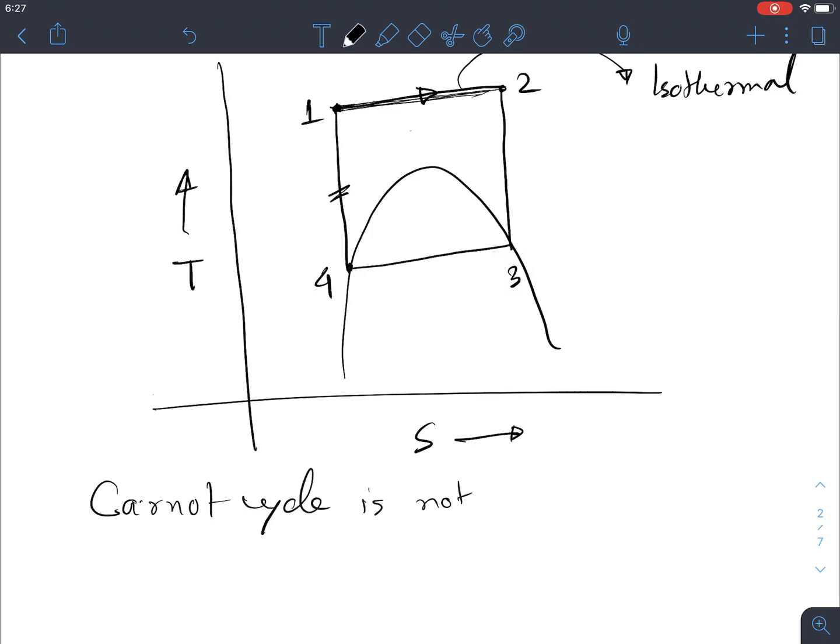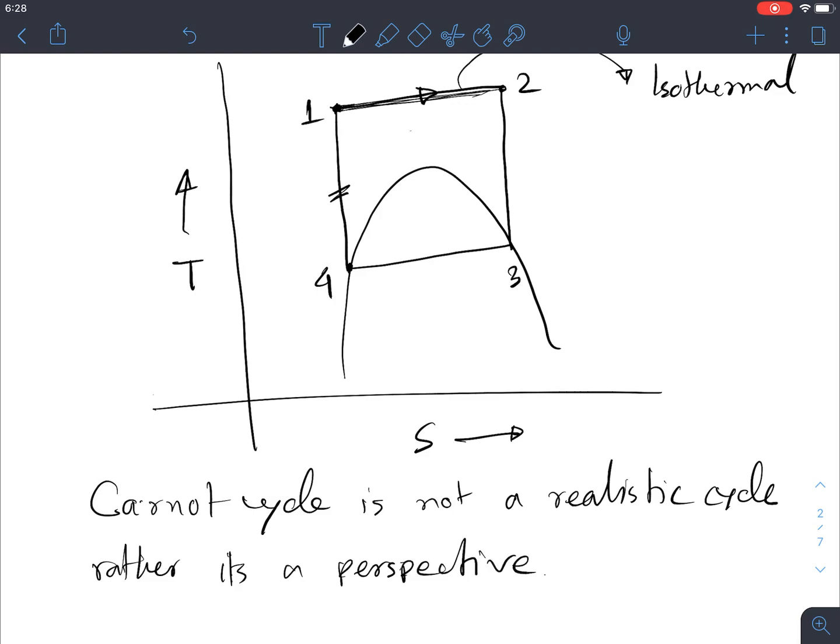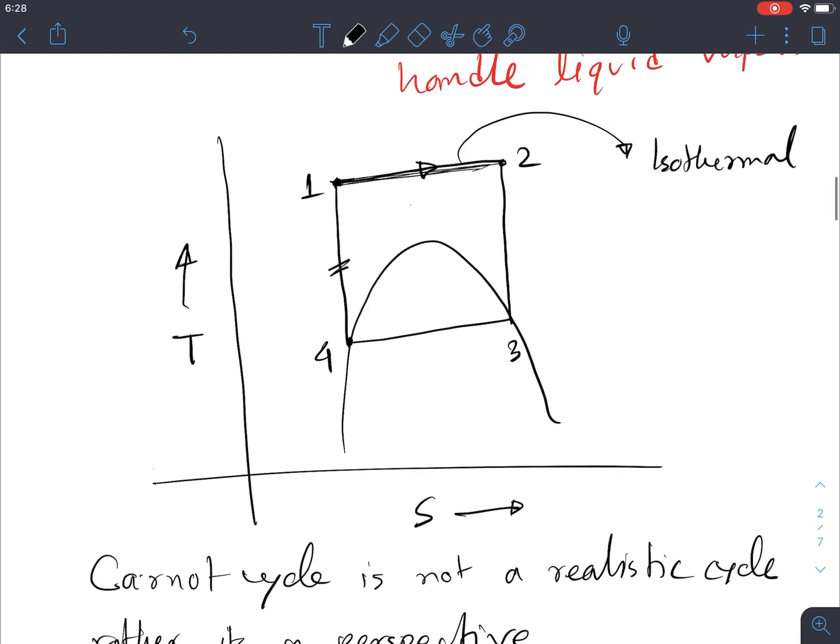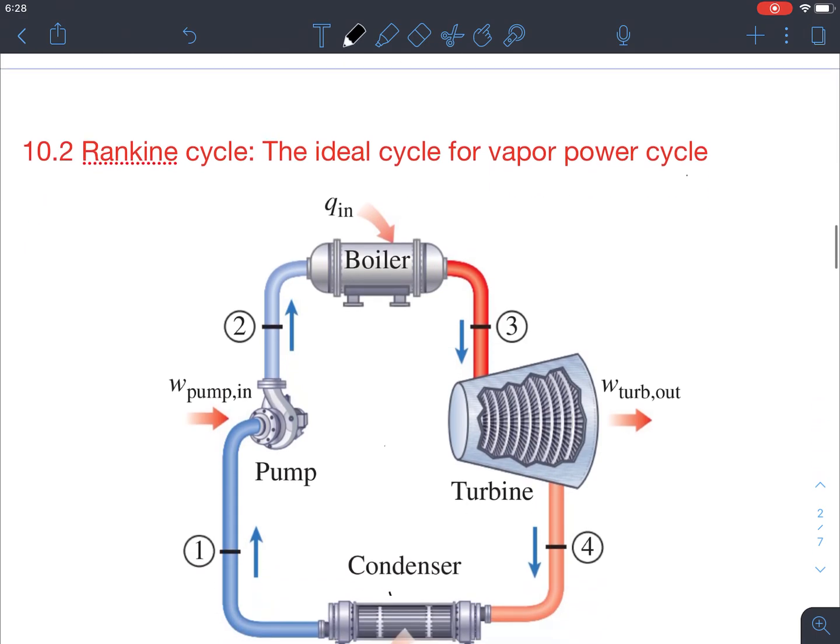So the statement about this cycle, we can write that the Carnot cycle is not a realistic cycle, rather it's a perspective, right? So there are some limitations. Knowing those limitations, let's go ahead and take a look at a real life case, right? What are the things we need to consider in a vapor power cycle?